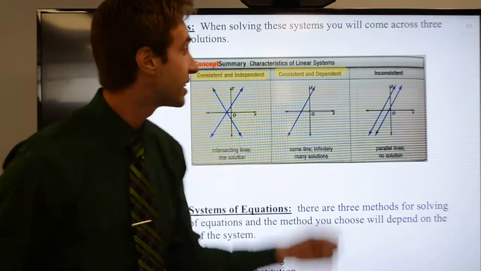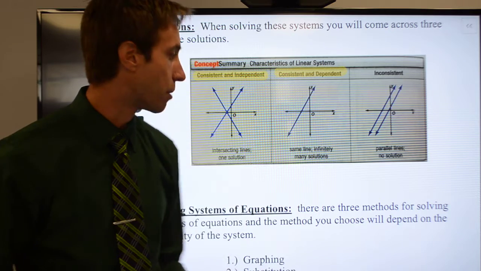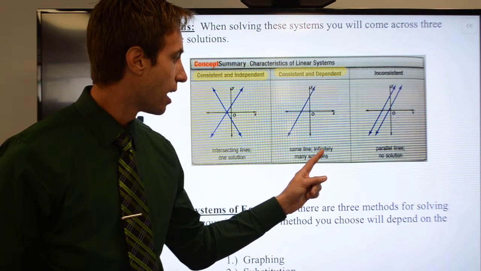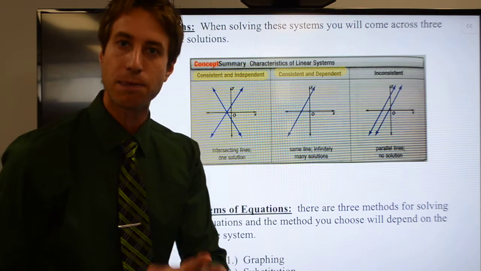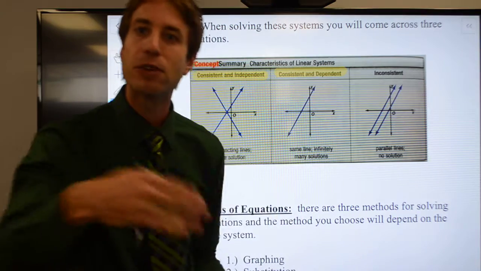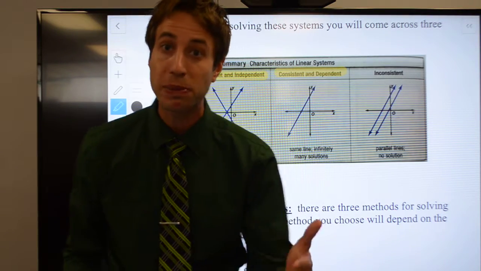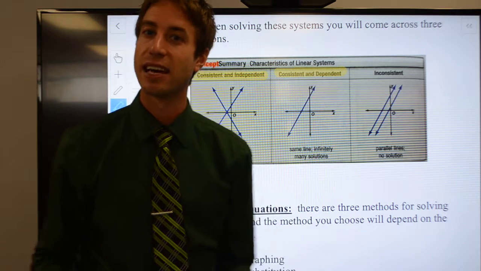So what the consistent then means for us is actually you have an infinite number of solutions. That's what they tell you right here. Infinitely many solutions. You can pick any point you want to, any point x comma y that falls on the line. Every single one of those points will be a solution. There's an infinite number of solutions because the lines are the same.